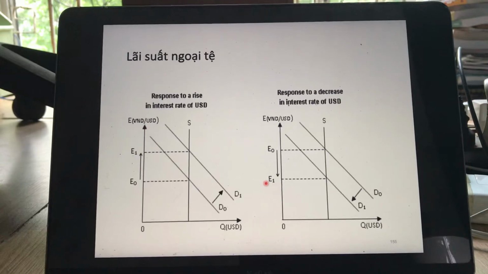Okay, and that's all for this. So we already know about the exchange rate regime, the role of the central bank, and the determinants of the exchange rate in the short run and in the long run. Okay. So I will send this slide to you after class.